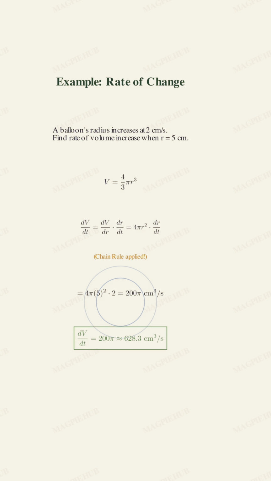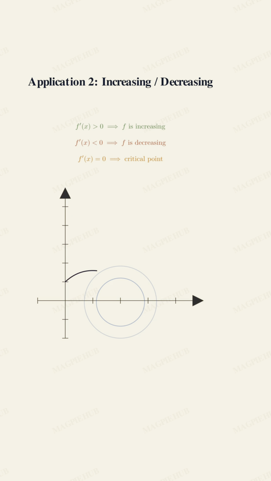Application 2, increasing and decreasing functions. If f'(x) is positive on an interval, the function is increasing, the curve goes uphill. Shown in green. If f'(x) is negative, the function is decreasing, going downhill. Shown in red. Where f' equals 0, we have critical points, these are potential maxima or minima. On the graph, the function increases where f' is positive, reaches a local maximum where f' becomes 0, decreases where f' is negative, and reaches a local minimum before increasing again.